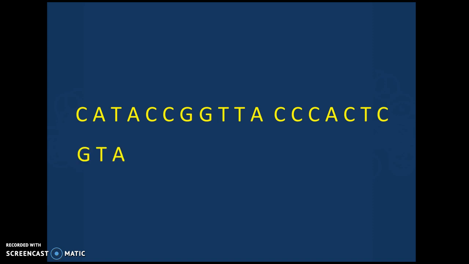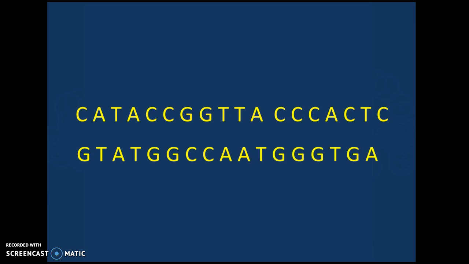G, T, A, T, G, G, C, C, A, T, G, G, G, T, G, A, G. So you can look at your paper, make sure you got them all correct. If you didn't, go back and re-look and see where you made a mistake and see if you can figure out why. But it's a fairly straightforward process, but practice helps you prevent those mistakes.